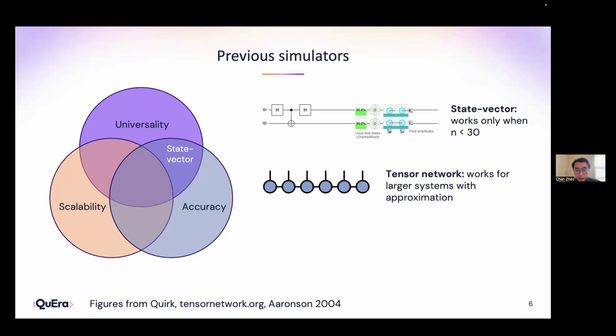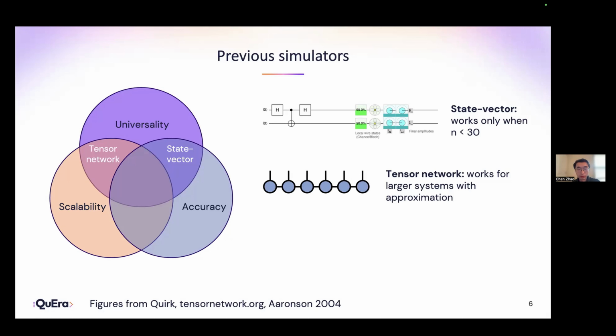On the other hand, we also have the tensor network simulator. Basically, you can simulate a larger system with some approximation. You truncate some of the features within the circuit and try to keep the representation of the quantum state at polynomial size, so that you can simulate a much larger circuit using tensor networks such as MPS or something else.